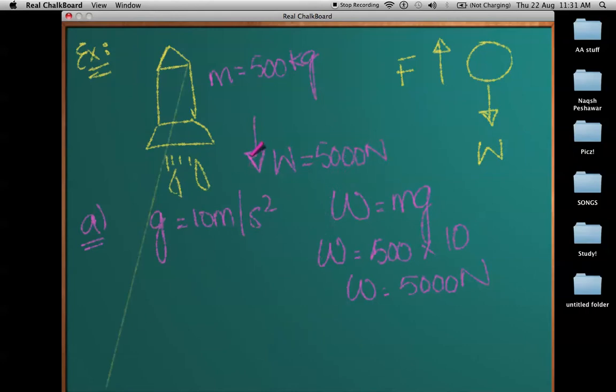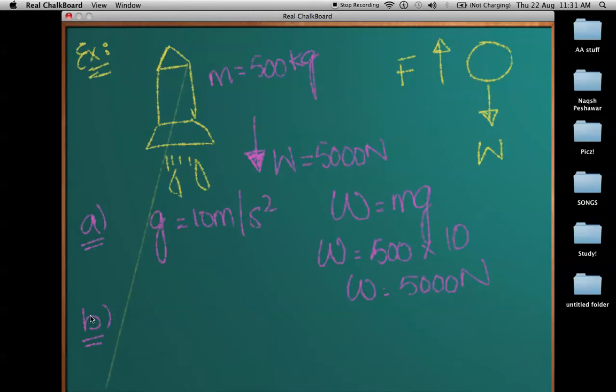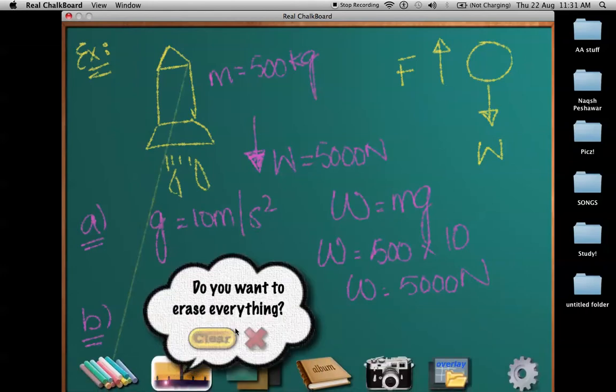This is the weight, and it will always be acting downwards. Weight always acts downwards. Now, part B tells us that at liftoff, where it's just taking off, the rocket engine exerts an upward force of 25,000 newtons. So the rocket engine is exerting an upward force of 25,000 newtons to take off. So the question says, what is the resultant force on the rocket?